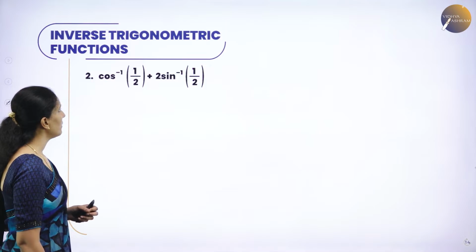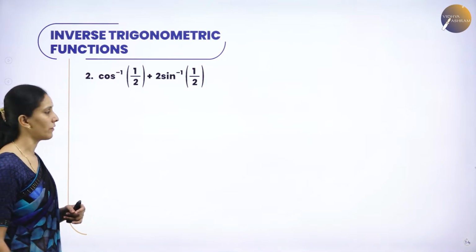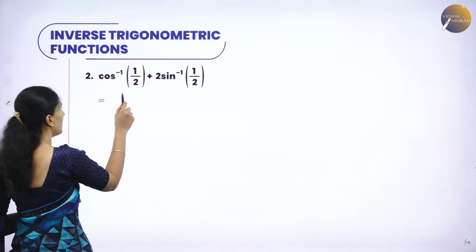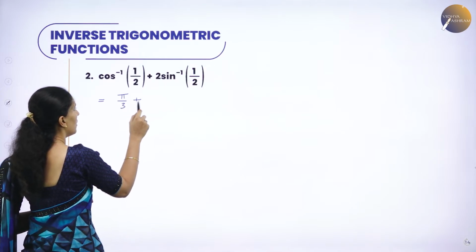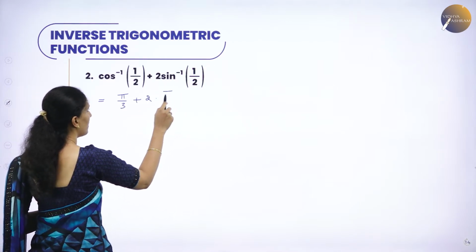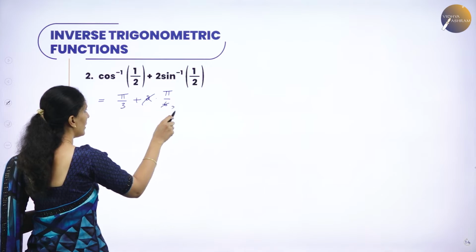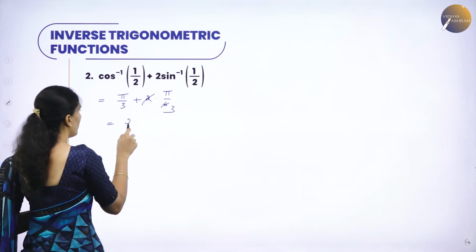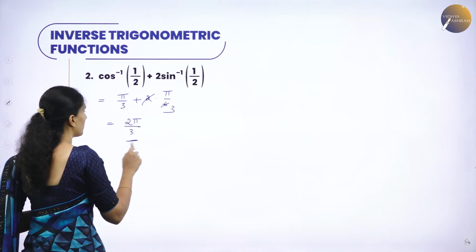Next one, cos inverse half plus 2 sin inverse half. Cos inverse half is pi by 3, plus 2 sin inverse half is 2 times pi by 6. Cancelling, we get pi by 3 plus pi by 3. We get it as 2 pi by 3.